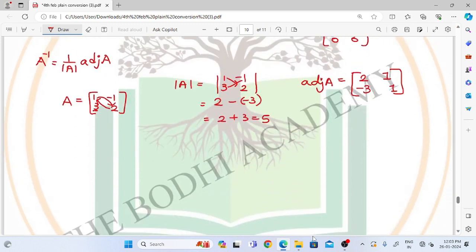Now what is the formula for the inverse? 1 upon determinant of A into adjoint of A. So A inverse is equal to 1 upon the determinant, which is 5, into the adjoint of A, that is [2, 1; -3, 1]. So this is the answer.